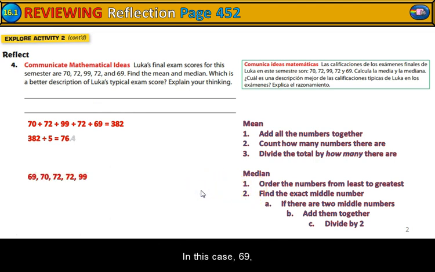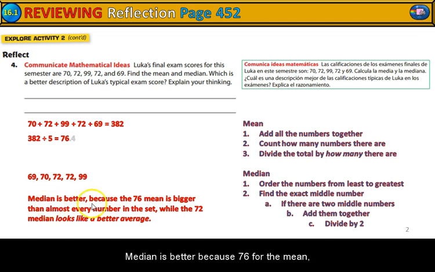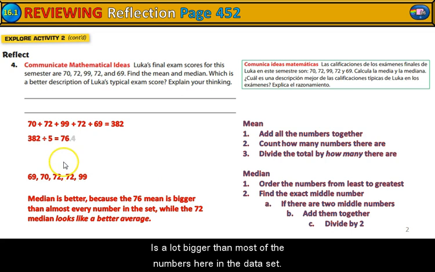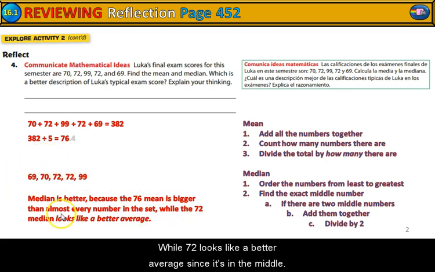In this case, 69, 70, 72, 72, and 99. The median is the absolute middle. If we draw rainbows from each number, we find that 72 is by itself, and the correct median is 72. Which of these is better? Median is better because 76 for the mean is a lot bigger than most of the numbers here in the data set, while 72 looks like a better average since it's in the middle.